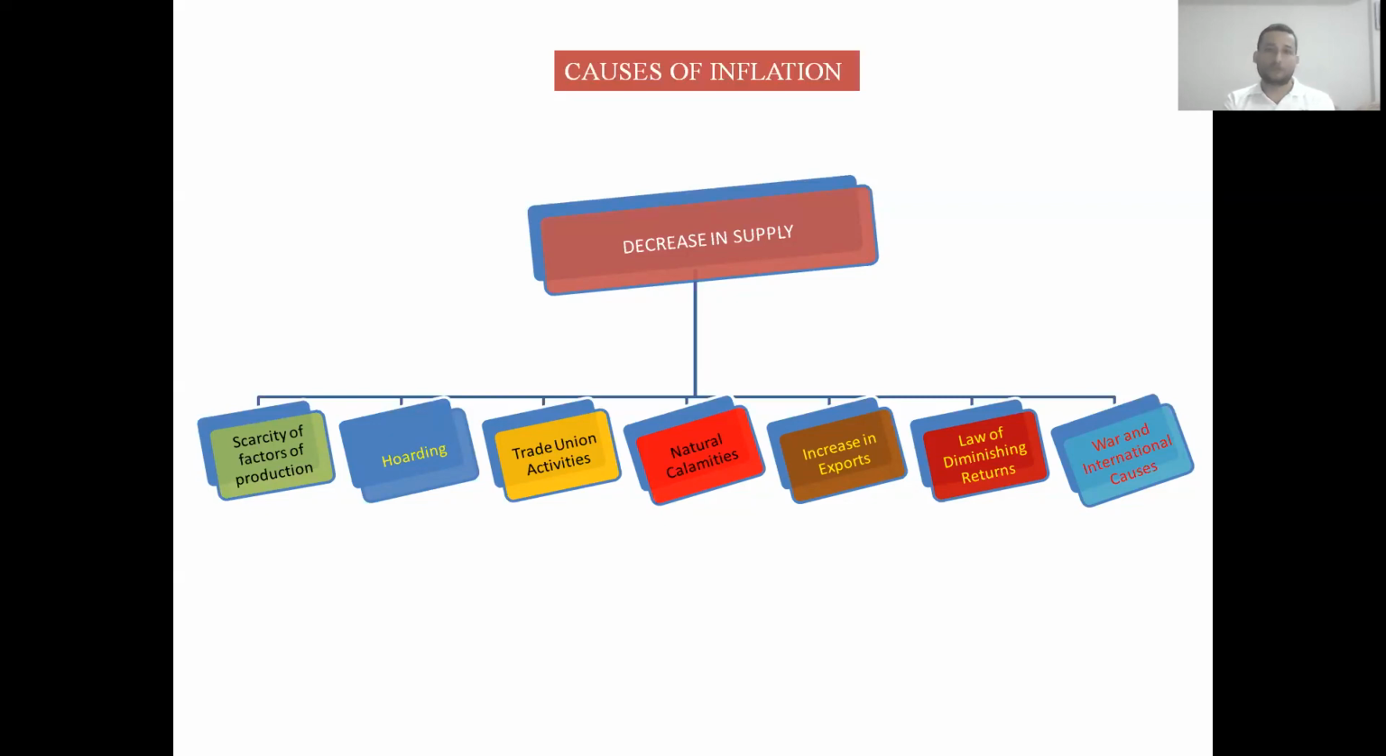Natural calamities, we know, due to flood, due to earthquakes, or from different natural calamities, sometimes the production is hampered. Production is badly affected, production hampers. So if we look at agriculture, if frequent floods keep happening, then production will definitely keep decreasing.